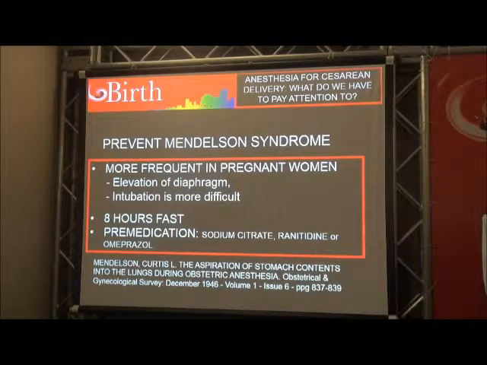And there's one thing that most times obstetricians do not take into account. To prevent Mendelssohn syndrome, it is a high recommendation to premedicate the patient with sodium citrate per os, ranitidine intravenous, or omeprazole to reduce acidity of the stomach.